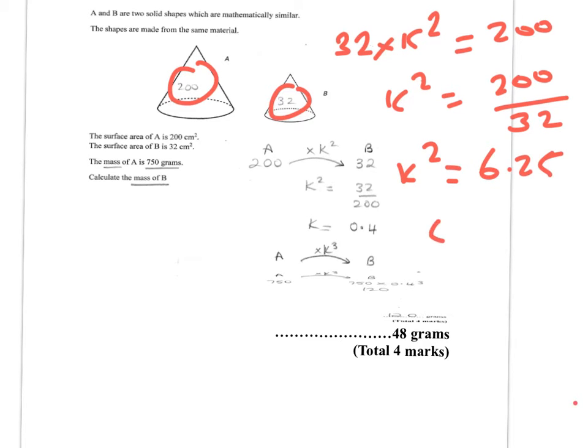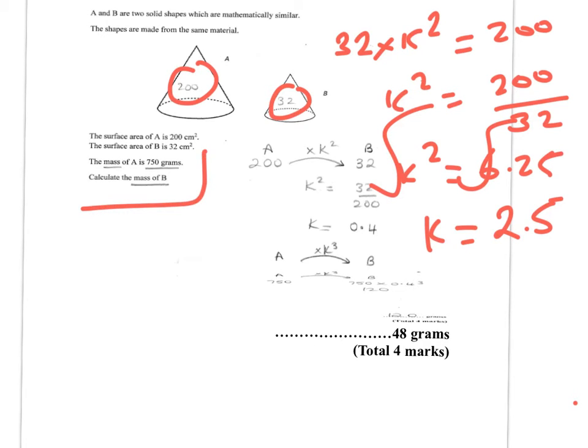So to get the scale factor k, we square root k squared. That means we've got to square root 6.25. So we're going to square root that answer, and we'll get 2.5. So the scale factor is 2.5. Now, that's the value of the length scale factor. Now, it says here we're working at the mass, so we need to cube this. So if we do 2.5 cubed, we get an answer of k cubed is going to be 15.625.